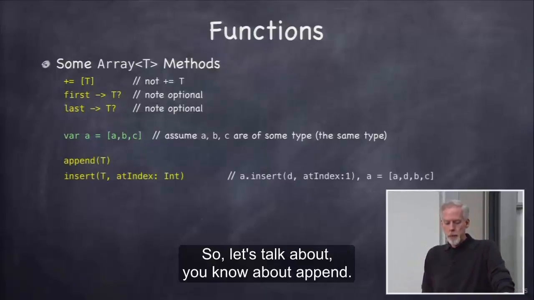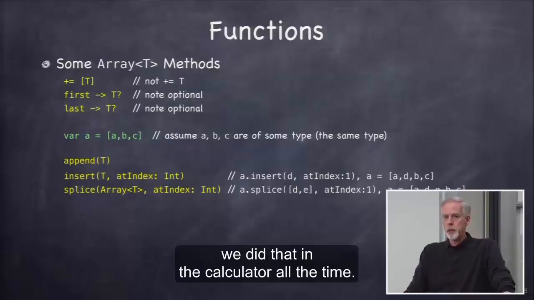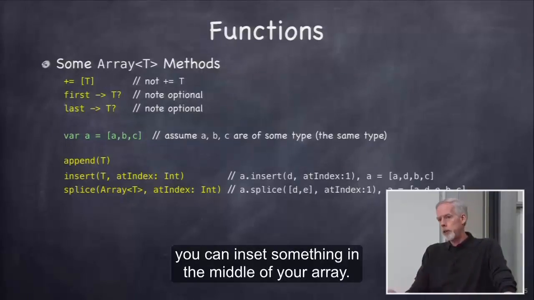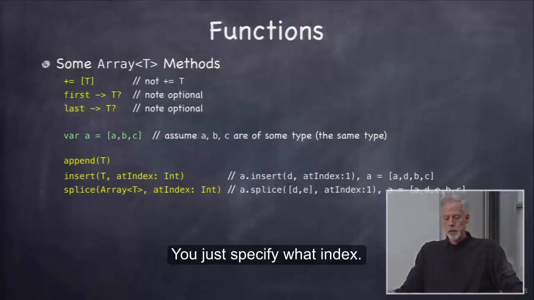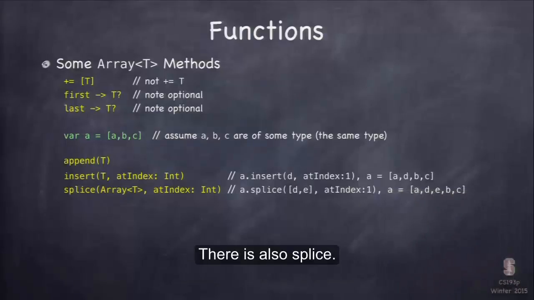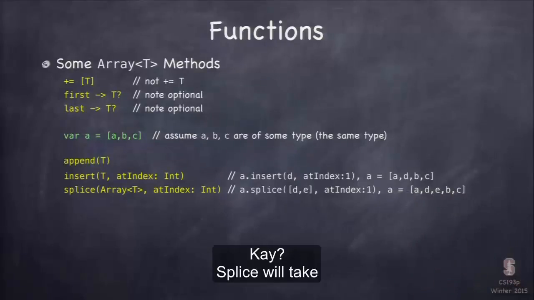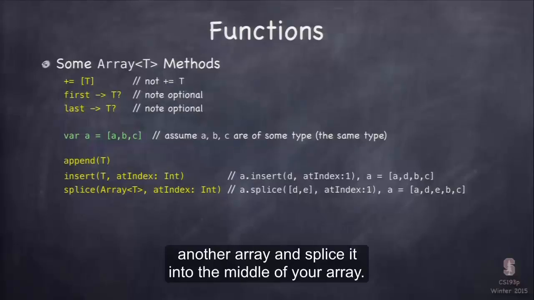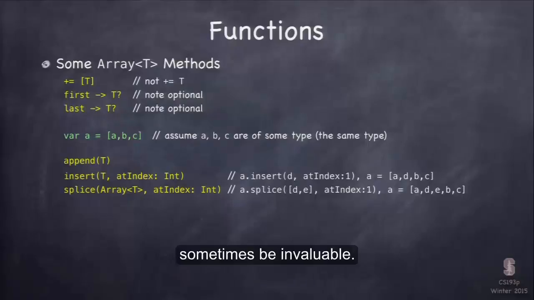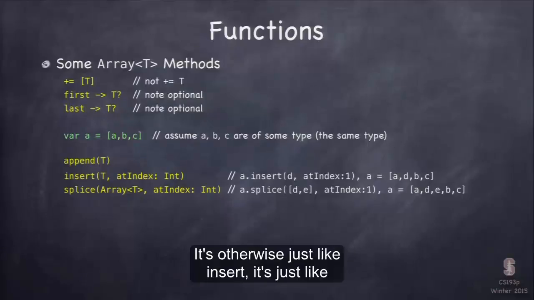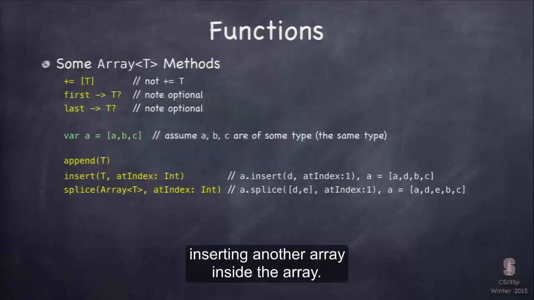So let's talk about append. That's how you add something to an array. We did that in the calculator all the time. There's also insert, so you can insert something in the middle of your array. You just specify what index. There's also splice. Okay, splice will take another array and splice it into the middle of your array. Okay, so that can sometimes be valuable. It's otherwise just like insert. It's just like inserting another array inside the array.